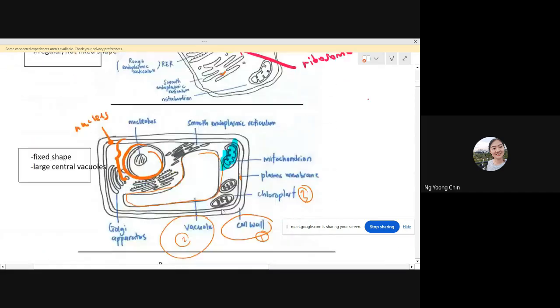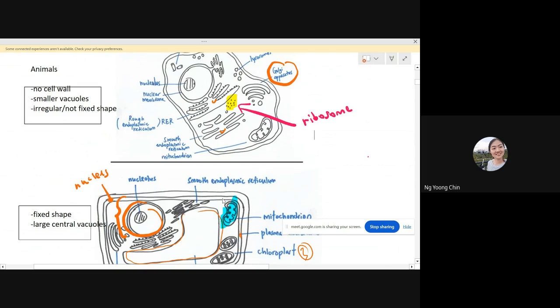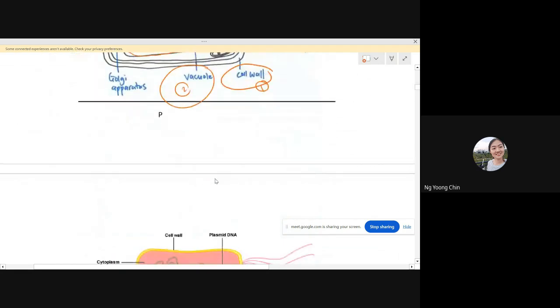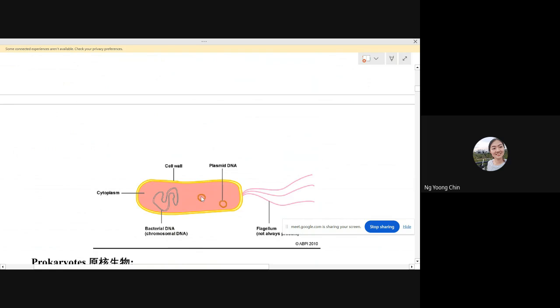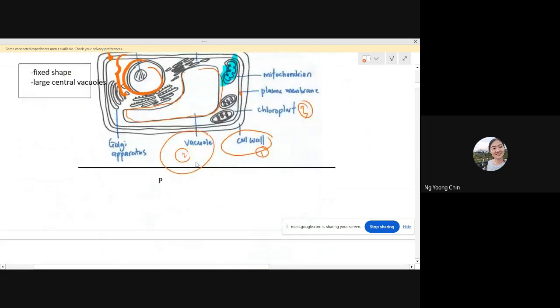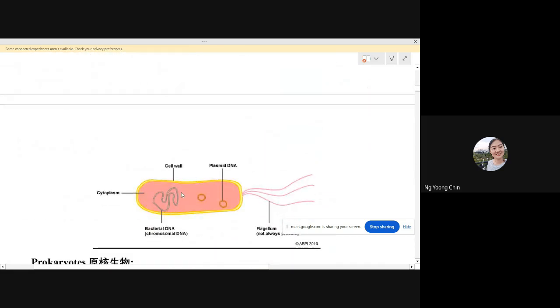So you know that our animal cell and plant cell belong to the eukaryotic cell, right? But our bacterial cell belongs to the prokaryotic cell. You can see this prokaryotic cell, which is bacteria. If compared to the eukaryotic cell, the inside is very empty. They just have circular DNA, a plasmid, and a cell wall.